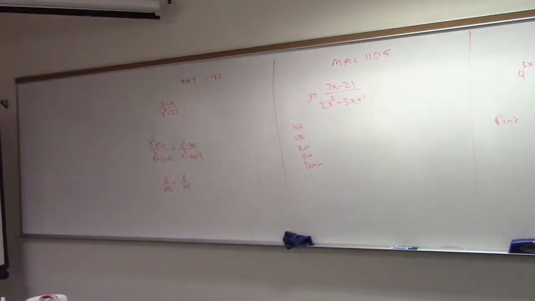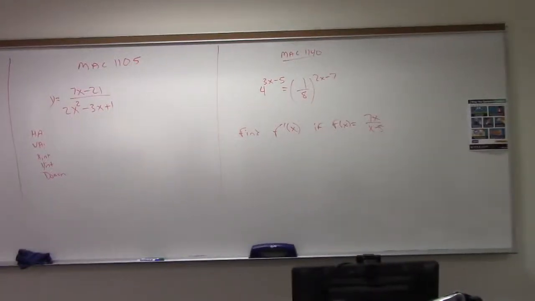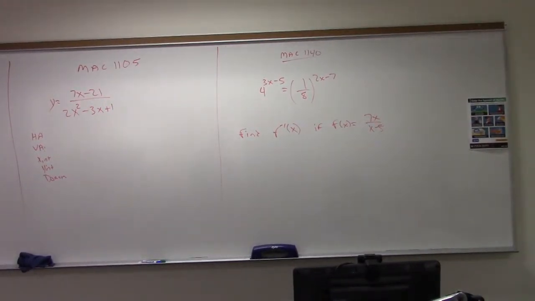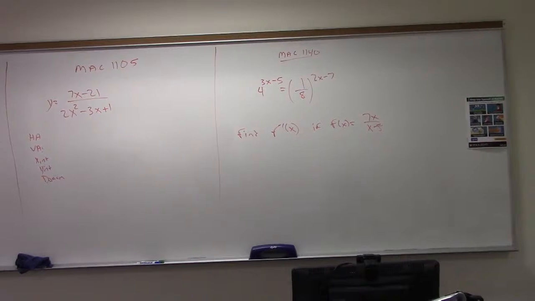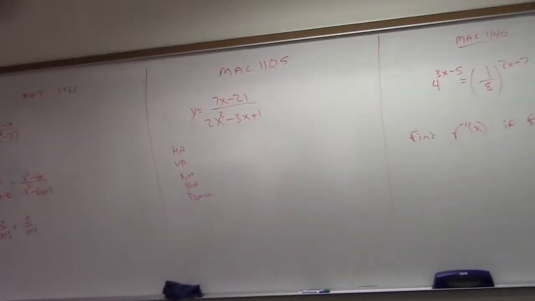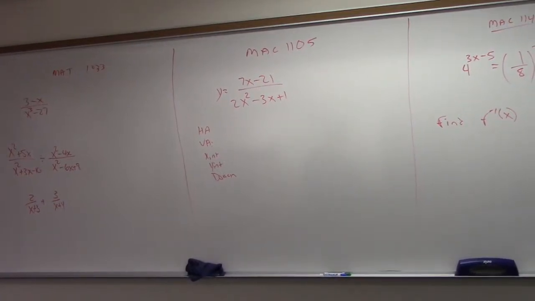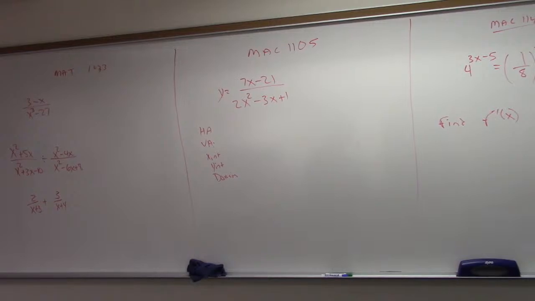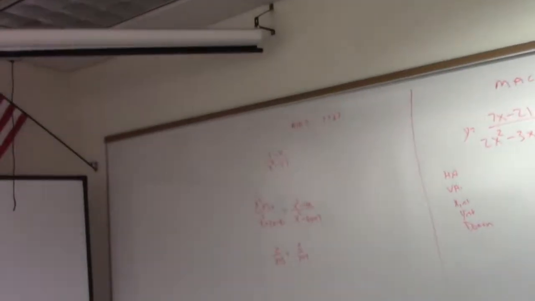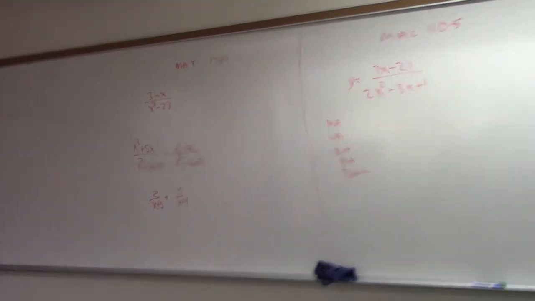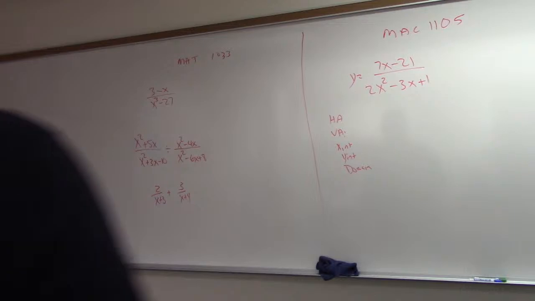Sydney, you ready? Yeah. All right. So if you're watching at home and you're doing pre-calculus, your problem is 4 to the 3x minus 5 equals 1/8 2x minus 7, and f inverse of x, given that f of x is equal to 7x over x minus 5. College algebra, you're trying to find the horizontal asymptote, vertical asymptote, x-intercept, y-intercept, and domain of y equals 7x minus 21 over 2x squared minus 3x plus 1. Knock out both of them with this one.